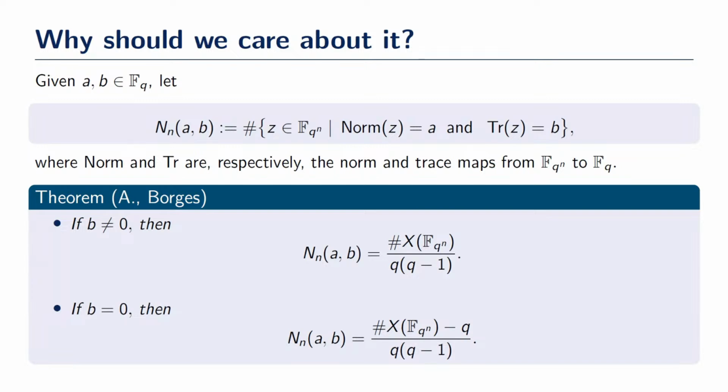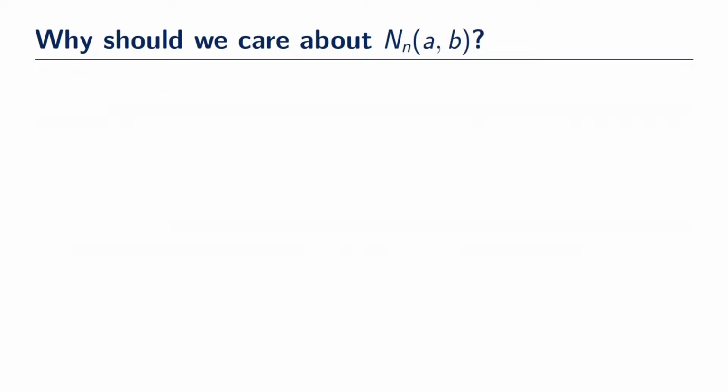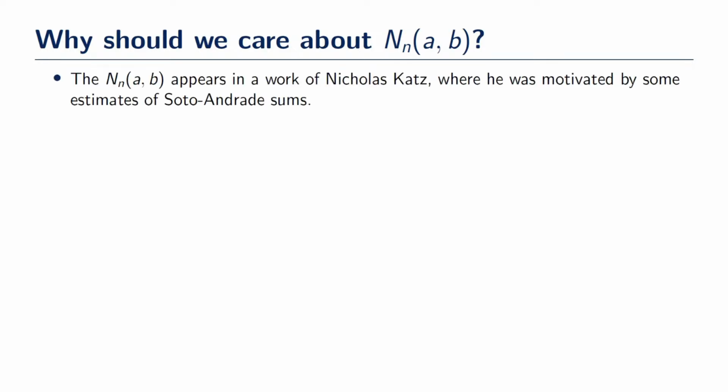So if this motivation is not sufficient for you, I can tell you more reasons to study this curve by studying this N_n(A,B). Why should you care about this number of elements with given norm and trace? Well, this occurs in the work, in the 90s, of Nicholas Katz, where he was interested in these Soto-Andrade sums. I'm going to come back to this work in a moment.